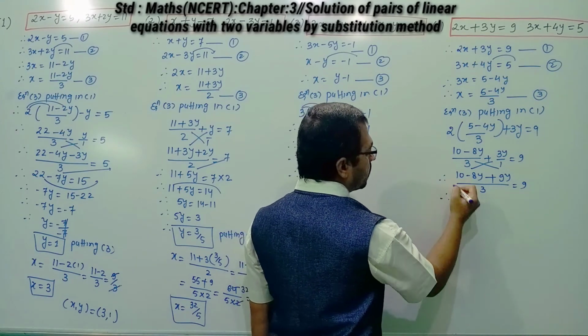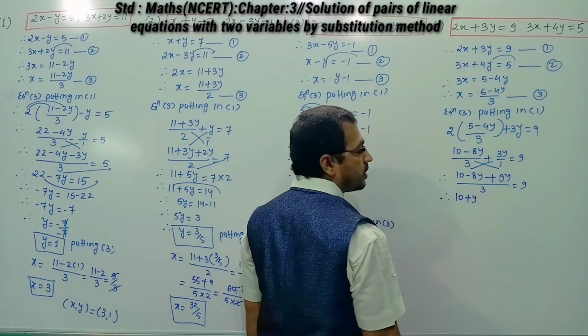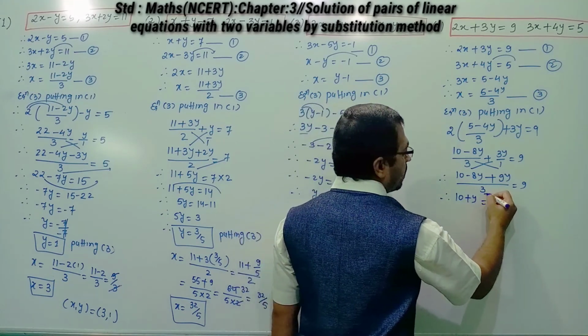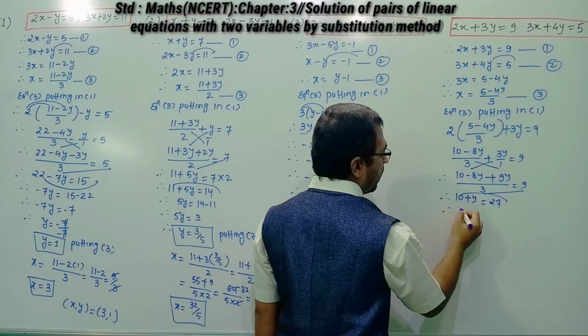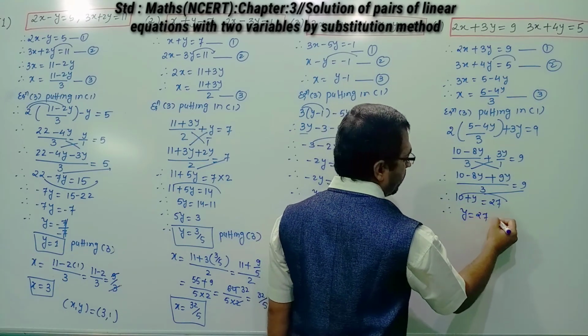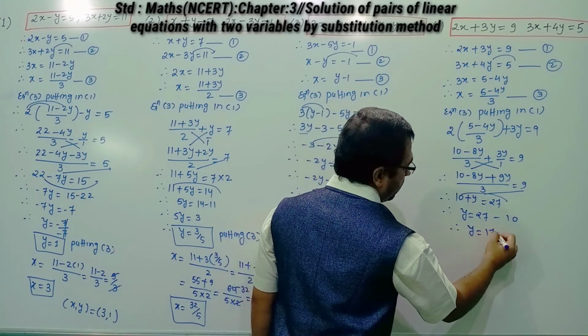Okay, so 10 minus 8y plus 9y, so we are getting plus 1y. 3 into 9, 27. So the value of y will be what? 27 minus 10. y is equal to 17.